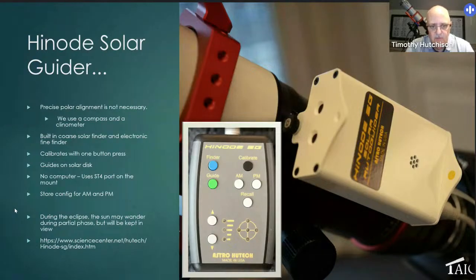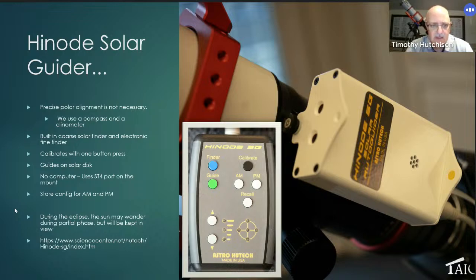With that, there's a fine finder. If you want to use it, you can press finder on the controller. You see the blue finder button there. It'll sit there and beep, beep, beep at you as you get closer and closer to the sun. When you're pointing at the sun, you press the calibrate button. It moves up, down, left, right, gets its calibration, and that's it. You press guide and it starts guiding. There's no computer necessary, nothing. The only thing you do have to account for is a meridian flip, which we'll talk about later. But it's really very simple, and you're able to store a configuration for before and after the meridian flip in there. So I think it's pretty slick.